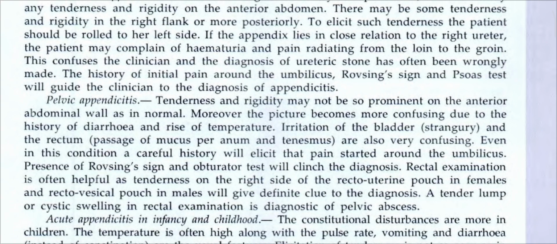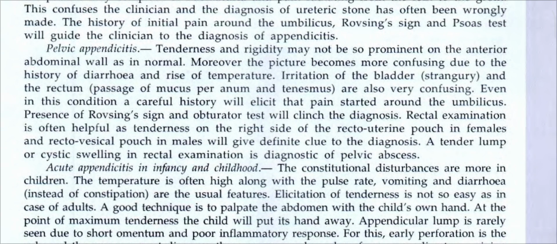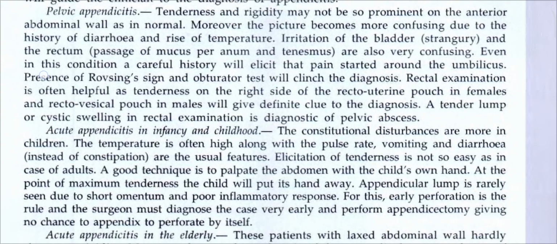Pelvic appendicitis: tenderness and rigidity may not be prominent on the anterior abdominal wall as in normal. Moreover, the picture becomes more confusing due to the history of diarrhea and rise of temperature; irritation of the bladder, strangury, and rectum, passage of mucus per anum, and tenesmus are also very confusing. Even in this condition, careful history will elicit that the pain started around the umbilicus. Presence of Rovsing's sign and psoas test will clinch the diagnosis. Rectal examination is often helpful, as tenderness on the right side of the rectouterine pouch in females and rectovesical pouch in males will give a definite clue to the diagnosis. A tender lump or cystic swelling on rectal examination is diagnostic of pelvic abscess.